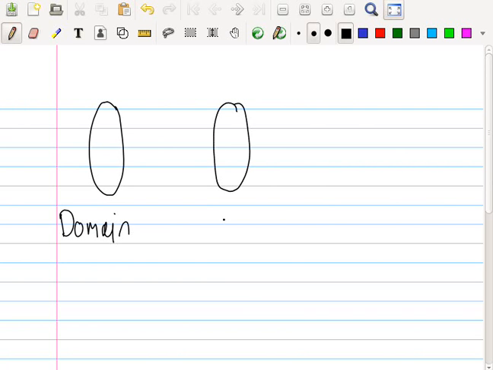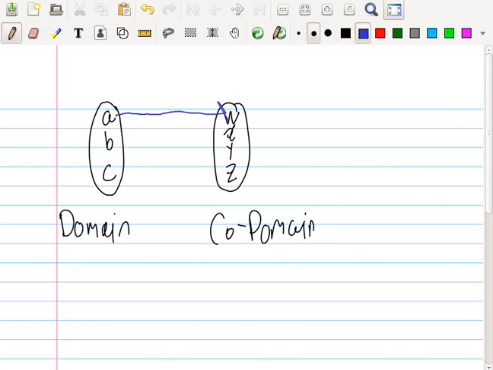So the first type, who remembers the name of the set that you start with? Very good, domain. And then the set that you finish in? Codomain. So let's say here we got A, B, C, and let's say here we have W, X, Y, Z. So here's an example of one mapping. A goes to W, B goes to Z, and C goes to Y. Sorry, that's a little messy, but there you go. So X is not used here.